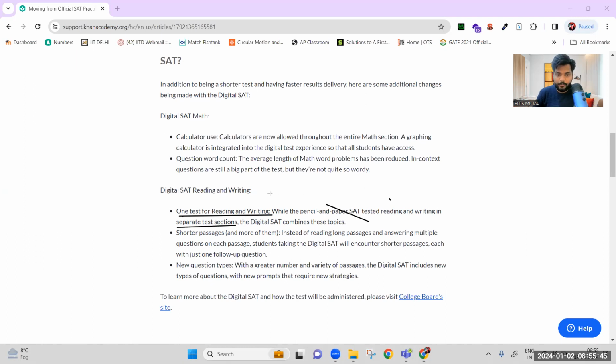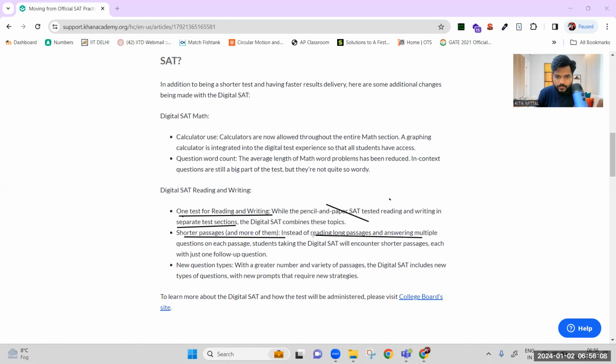Now the second important point is shorter passages. The length of the passage will be reduced because the passage has to appear on the screen, so they cannot make it so big. On pen and paper they can write the passage on one page, or maybe shorter or bigger than that, but in the digital SAT the length of passages will be reduced because it will be appearing on the screen.